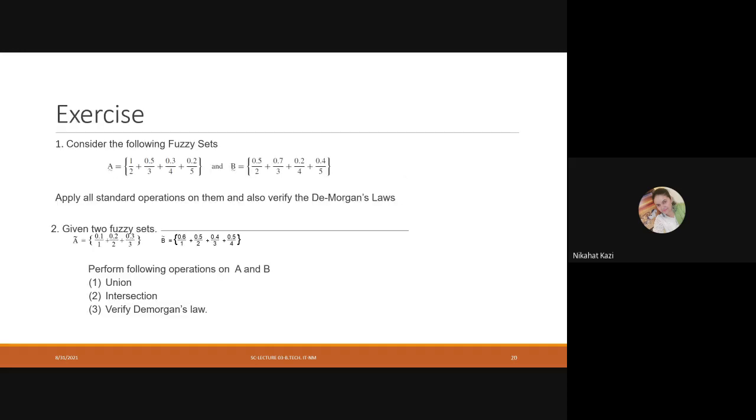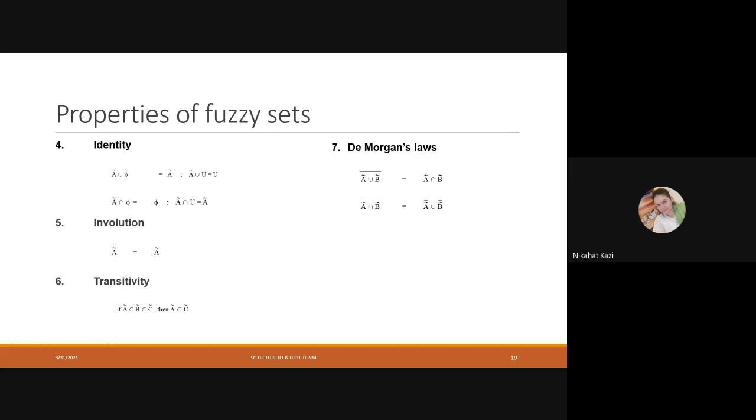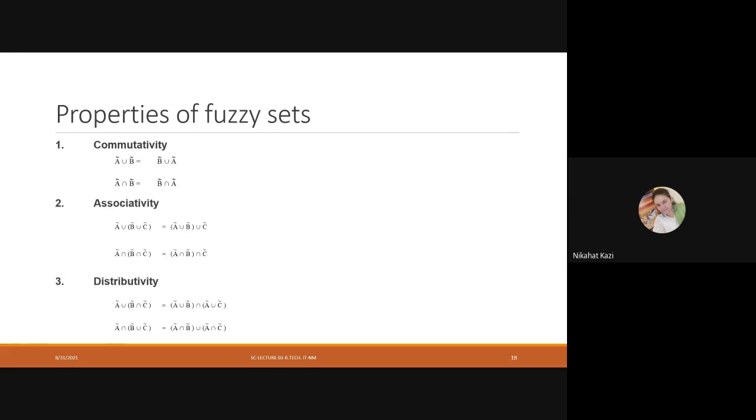Next we move on to the properties. The examples are there, we'll just discuss the examples. Just let me list down the properties. These are the properties of fuzzy sets, which are on similar lines with classical sets. A union B is commutative, A intersection B is commutative. Union and intersection are associative. Similarly, you have distributivity. It's the same.